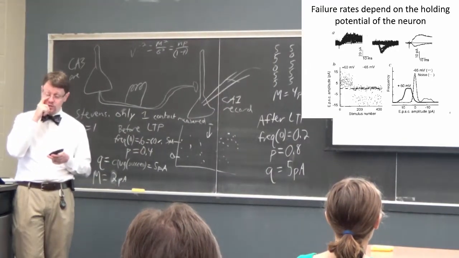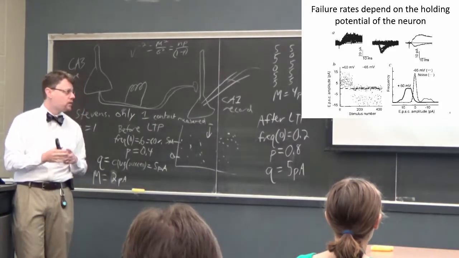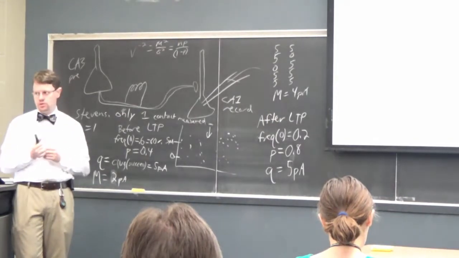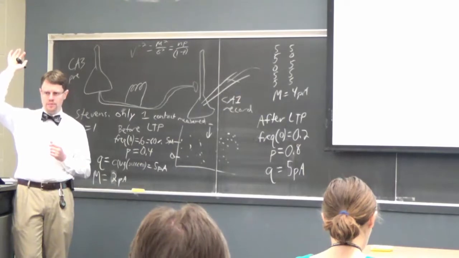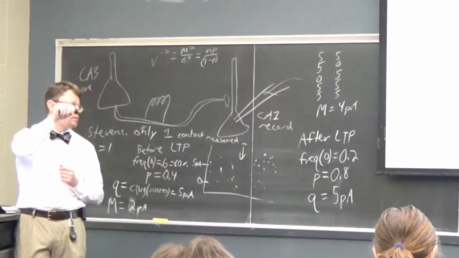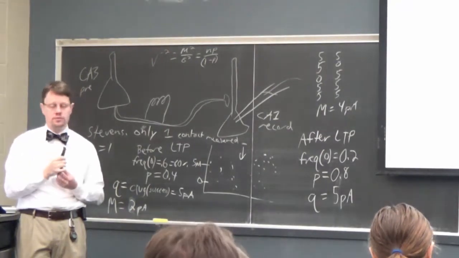So I asked you at the end of class to ponder a little bit over the weekend, what could be going on? What could be causing this rapid switch to occur? So what thoughts do people have about what might be happening, where we're seeing a lot of failures when the receiving cell is at minus 65, and basically no failures when the receiving cell is at plus 60?